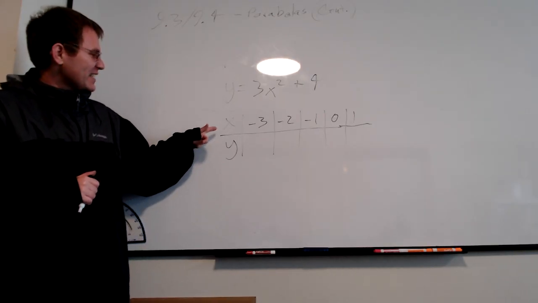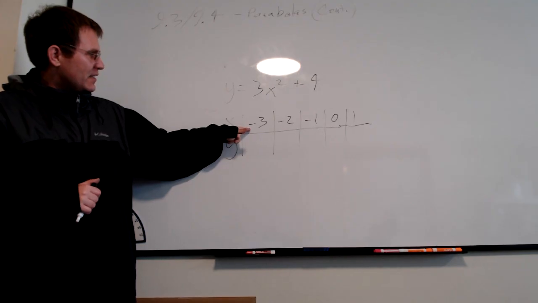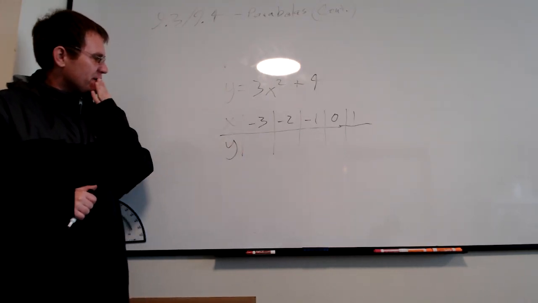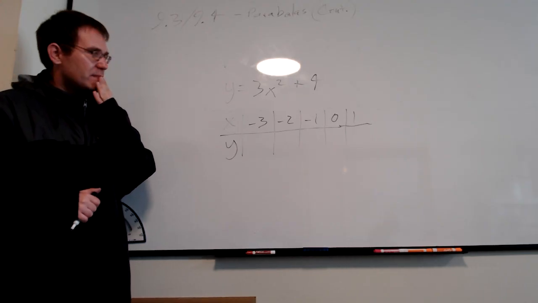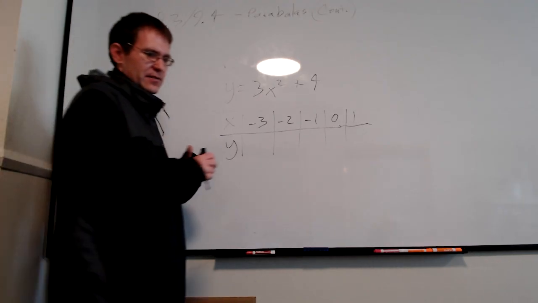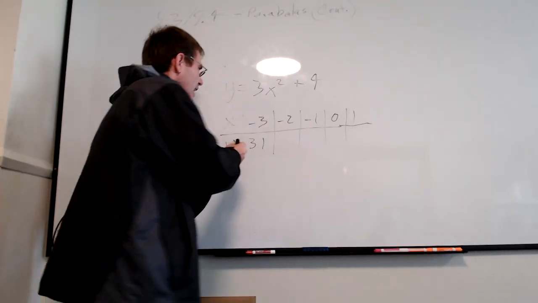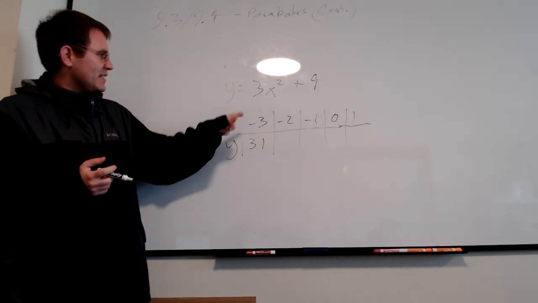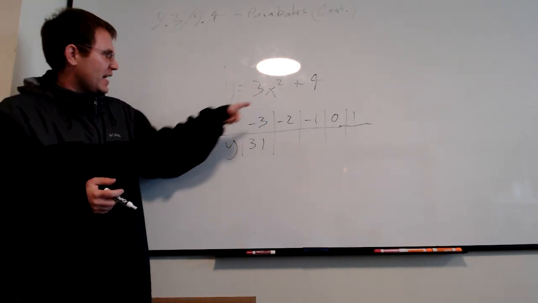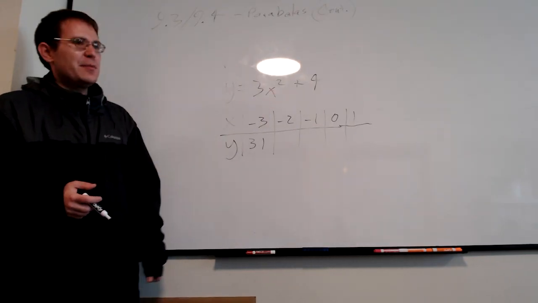Okay, so for x equals -3, what would we get for y? 31. Correct. And notice that's positive, right? Because our a is positive, and the x squared is always going to be positive.